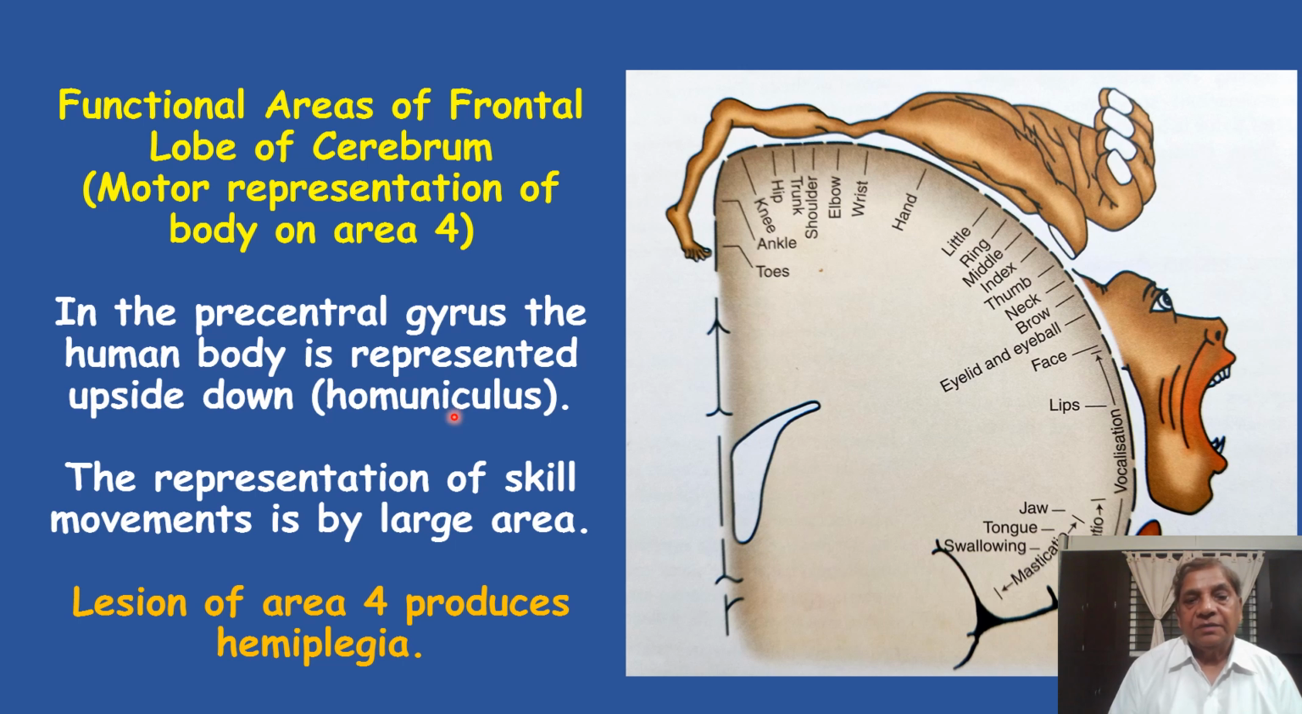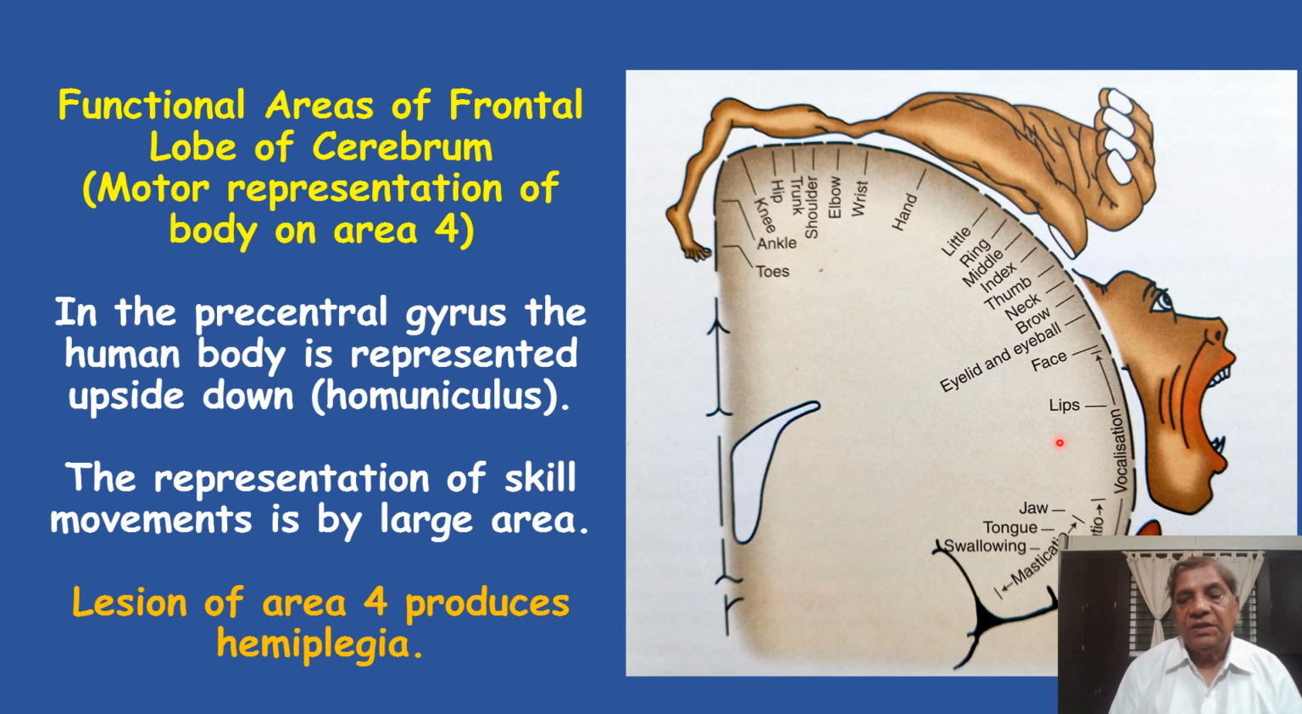Okay, now if there is a lesion of this area, that is the precentral gyrus, area number 4, it will lead to hemiplegia, or the paralysis of half of the body on the opposite side, because the axons of the neurons in area number 4, the motor cortex area, will go to the opposite side of the body after crossing in the pyramidal decussation.